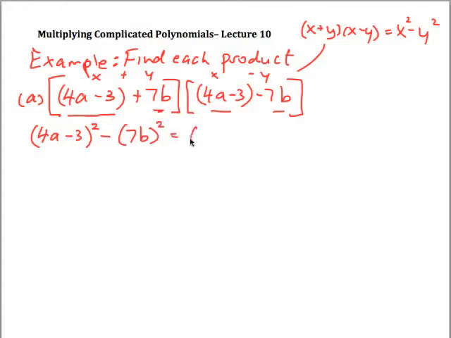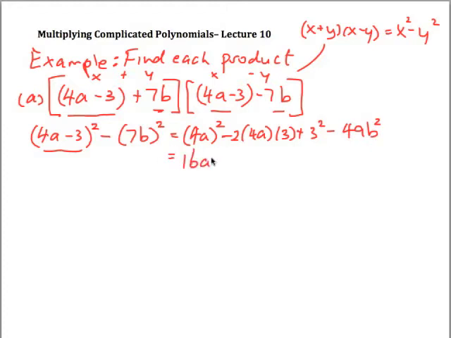Now what happens here is that we really need to apply the squared property for this one, which will be 4a squared minus 2 times 4a by 3, and then of course plus 3 squared, minus the 49b squared. And so this becomes 16a squared. We have 8 by 3 is 24, minus 24a plus 9 minus 49b squared would be the result.